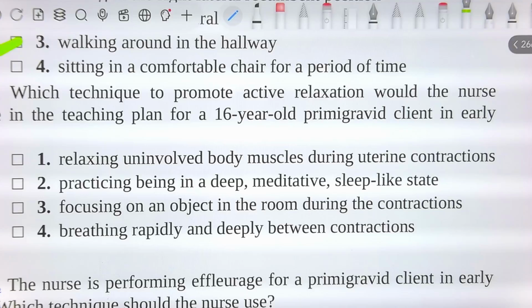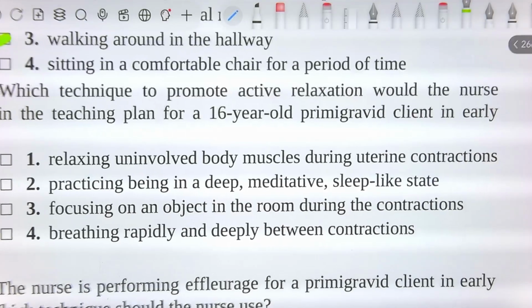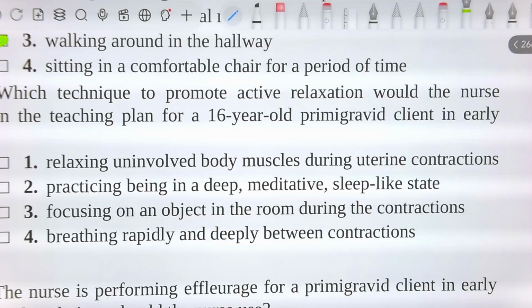Which technique to promote active relaxation would the nurse include in the teaching plan for a 16-year-old primary gravid client in early labor? Read all the options. What can be the right answer? Relaxation of involved body muscles during the uterine contraction will be the right answer.